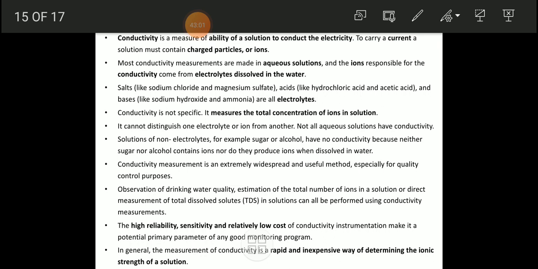So, sugar and alcohol have no conductivity because neither sugar nor alcohol contains ions, nor do they produce ions when dissolved in water. Conductivity measurement is an extremely widespread and useful method, especially for quality control purposes. Observation of drinking water quality, estimation of the total number of ions in the solution, or direct measurement of TDS, that is total dissolved salts, in the solution is possible with the help of this conductivity meter.